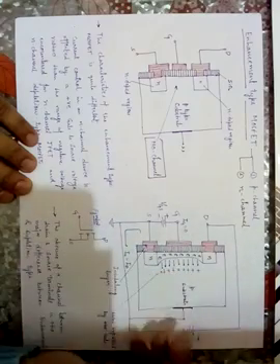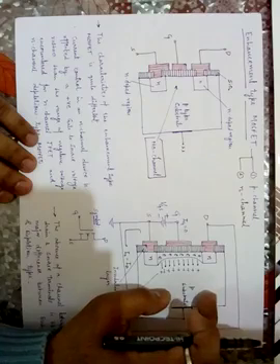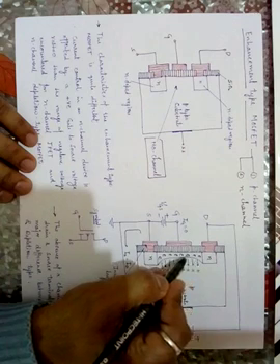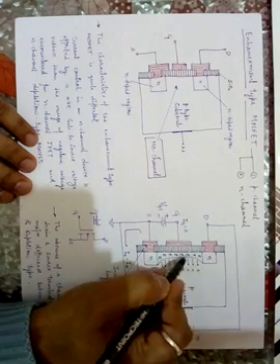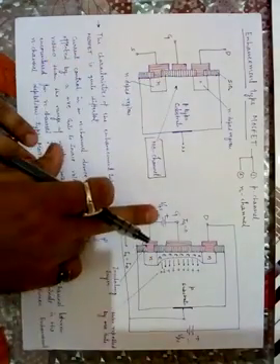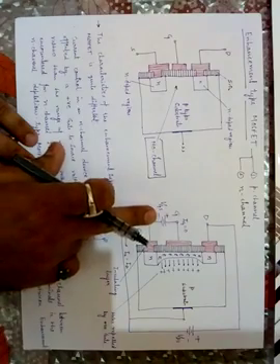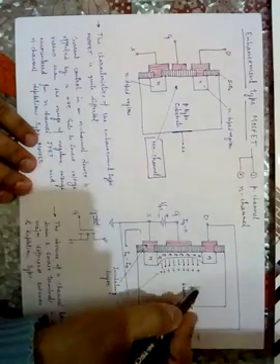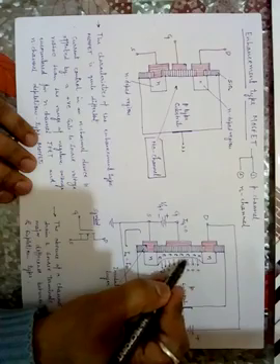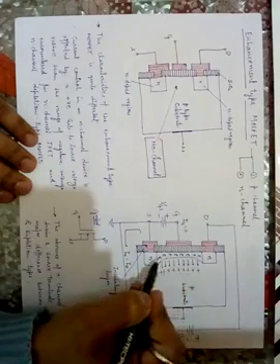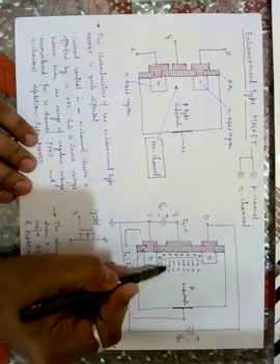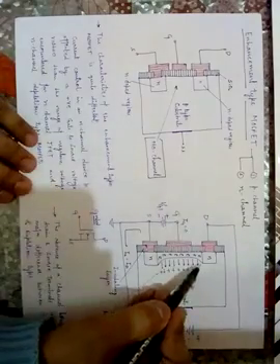Because this positive value attracts all the minority electrons existing in the P substrate. You can see all these electrons, which I have marked by the E symbol. They are here because of this positive voltage. This positive voltage attracts all the electrons from the P substrate, and we know that in the P substrate, electrons exist as minority carriers. And all the holes will go out; it will repel all the holes.